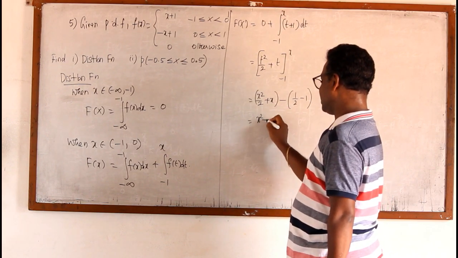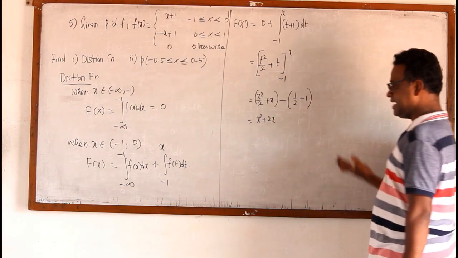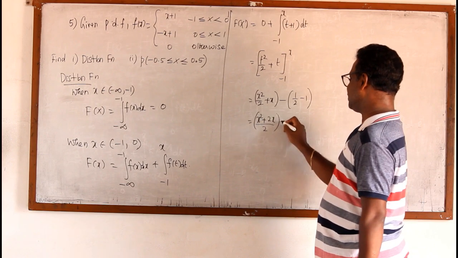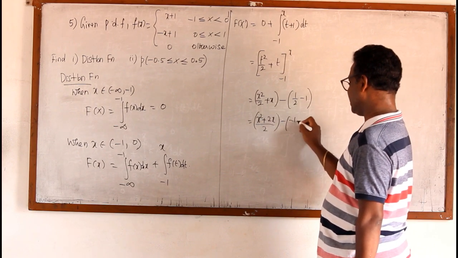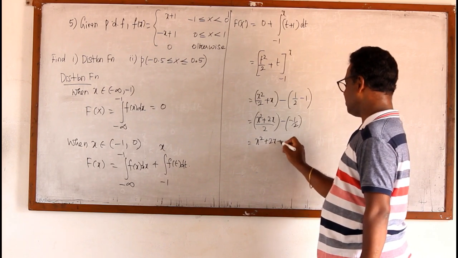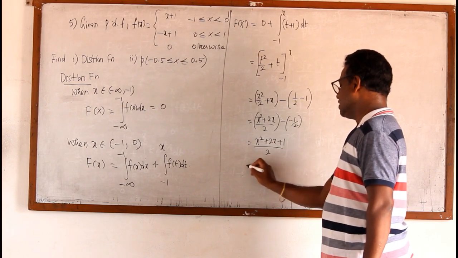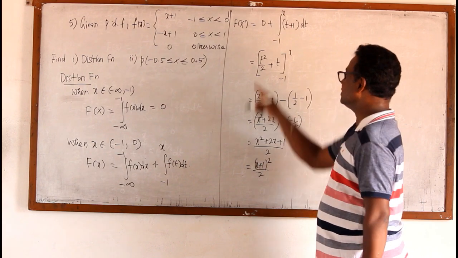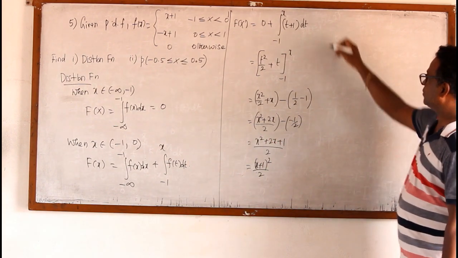It is x squared. Anyhow, we are going to write it with denominator 2: x squared plus 2x by 2, minus half minus means minus half. So it is x squared plus 2x plus 1 whole divided by 2. Is it not x plus 1 the whole square by 2? This is for minus 1 to 0.